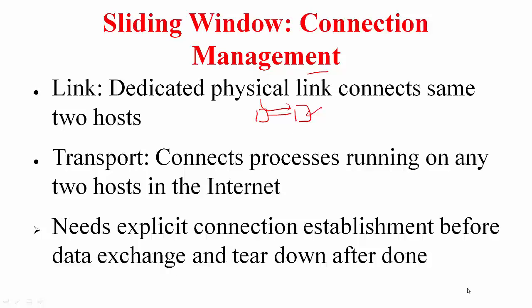On the contrary, when you do sliding window at the transport layer, you can run this TCP protocol on any processes running on any two hosts in the internet. And you have no idea whether the other host is alive, listening, and so forth. So you need explicit connection establishment before you can send data, as well as tear down after you're done. That is, you need this in case of doing sliding window at the transport layer.